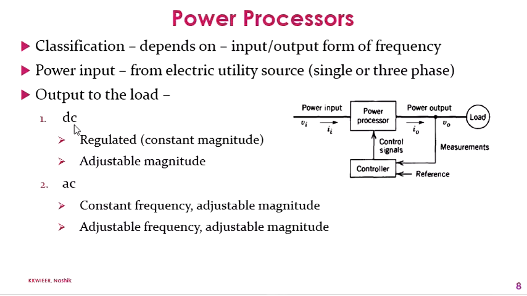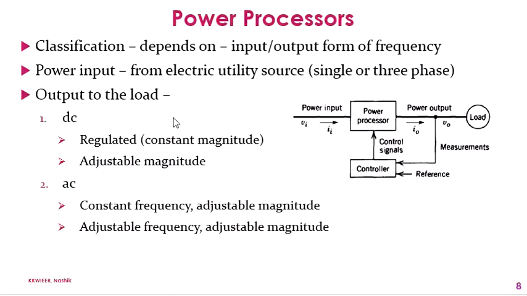The output may be DC, regulated or adjustable magnitude, or it can be AC of a constant frequency adjustable magnitude or adjustable frequency adjustable magnitude. The utility and the user load are independent of each other. It may be single phase or three phase. The power flow is generally from utility to the output load. There are exceptions also. In some systems, the direction of power flow may be reversible depending upon the operating conditions.